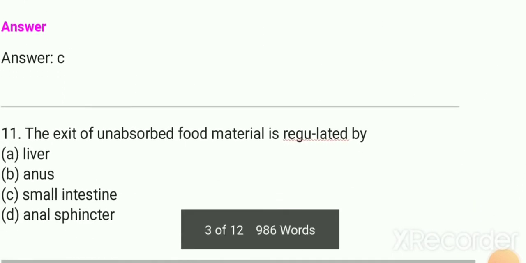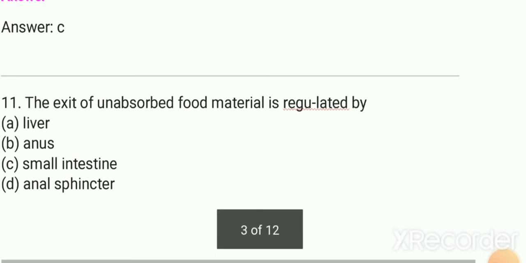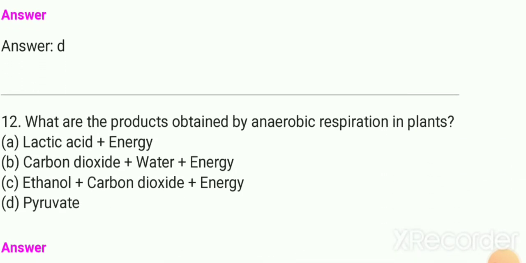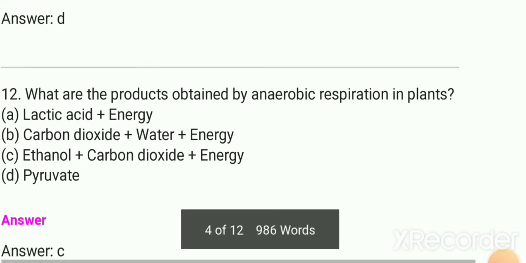Now come to question number 11. The exit of unabsorbed food material is regulated by liver, anus, small intestine, or anal sphincter. Here the question is slightly tricky. The question is that the exit of unabsorbed food material is regulated by what? So here the answer will be option D, that is the anal sphincter. The anal sphincter regulates the excretion of the metabolites.